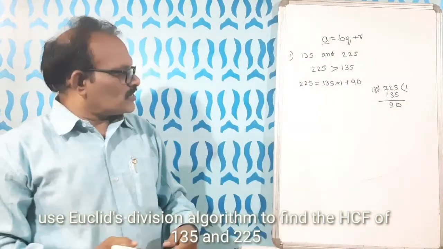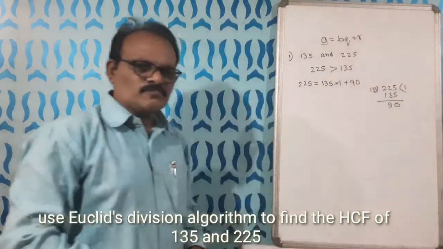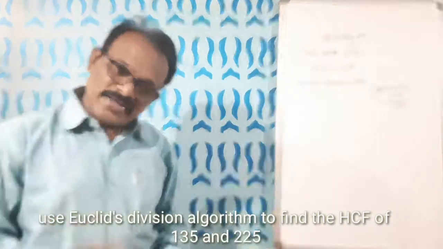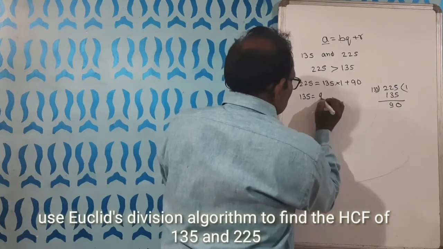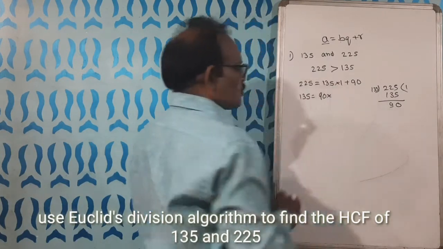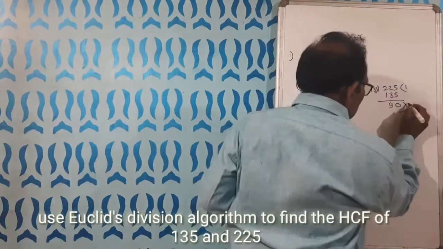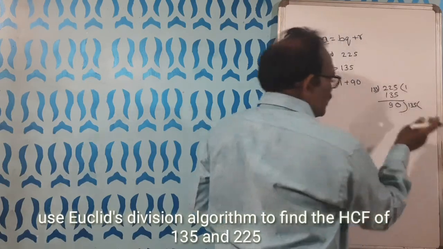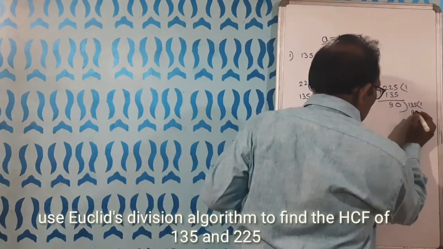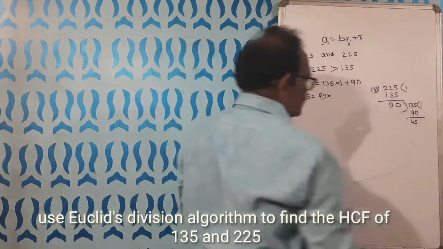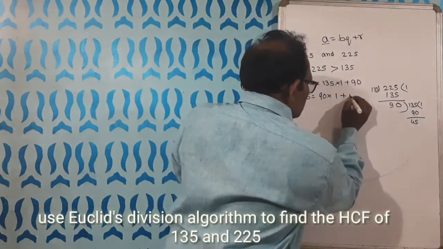Again we will go further. In these two numbers, the greater number is 135, so 135 will be the value for A. So 135 = 90 × Q. Again, what is Q? Again we will go here. Bring 135. What happens? 90 twos are 180, obviously it is greater. So we will take 90 ones are 90. You see, 45 will be the remainder. So 135 = 90 × 1 + 45.